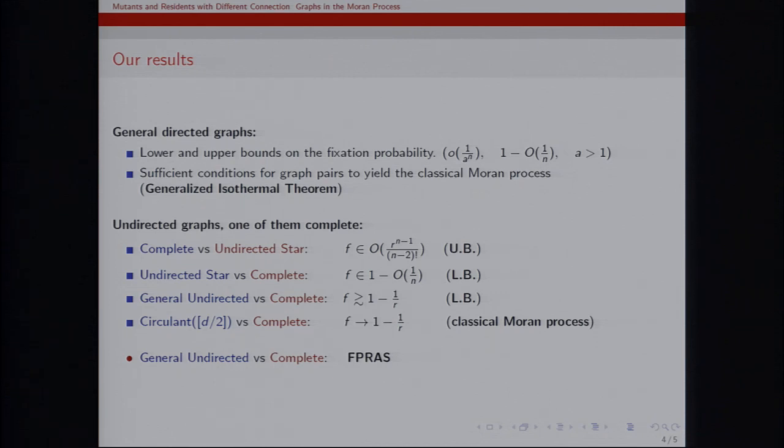So we need to find out what the payoffs are for the players. We found some lower and upper bounds for them, for general digraphs. And then we focus on the case where one of the graphs is the complete graph. We found some upper and lower bounds on the fixation probability, and our results indicate that the best response for every player is the complete graph. And we also provide a fully polynomial randomized approximation scheme for the problem of computing the fixation probability when the mutant graph is the complete graph and the resident graph is an arbitrary undirected graph.